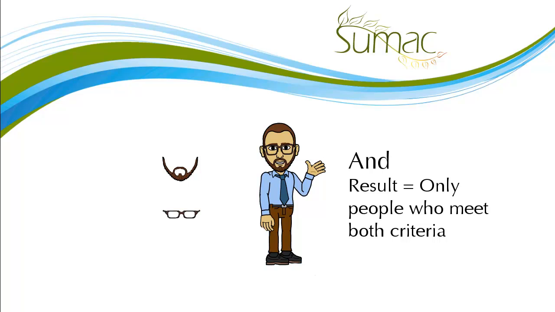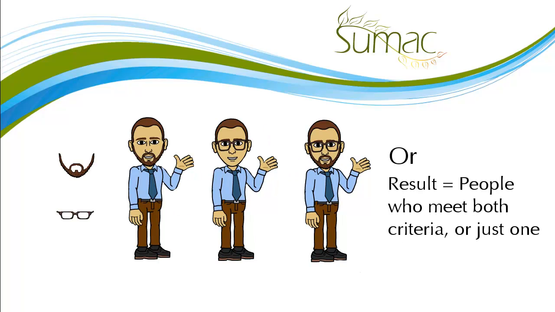Using an and connector means that the results must satisfy both the criteria in your search. For example, if we are considering people who have glasses and others who have mustaches, an and search shows only the people who have both glasses and a mustache. Using an or connector means that the search results must meet either the first criterion, or the second criterion, or both. An or search shows the people who have either glasses, or a mustache, or both.